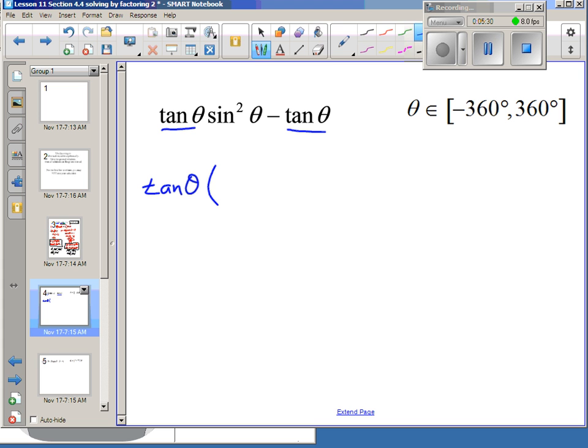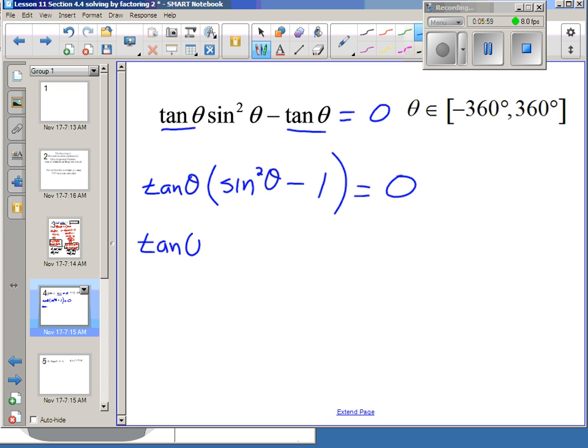What's left in front is sine squared theta. What's left in the back, when you divide out tangent theta, there is actually something left. That something will be 1. It's sort of the placeholder. Oh, and I'm going to say that that equals 0. If I don't have that, when I distribute back in, I would only get the tangent theta sine squared theta. I wouldn't get minus tangent theta.